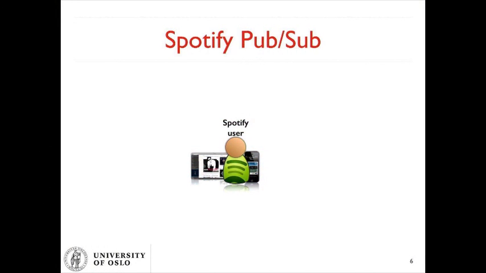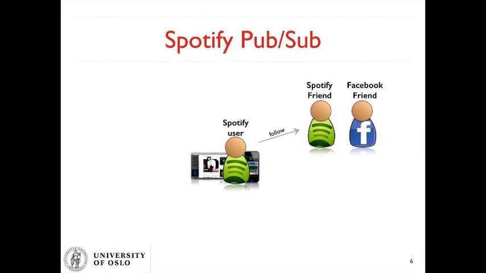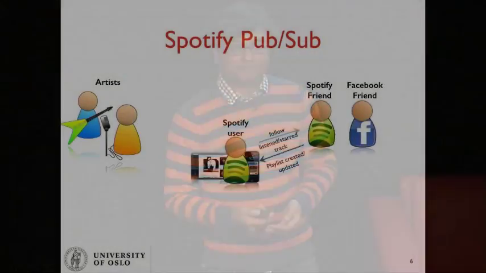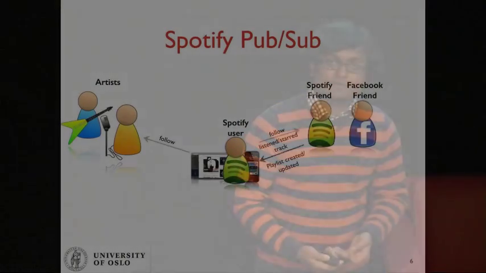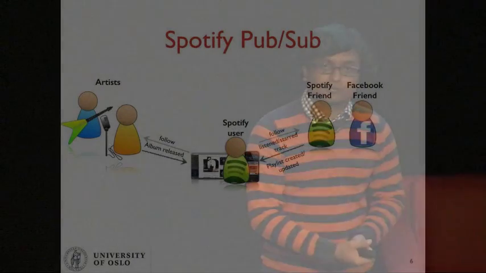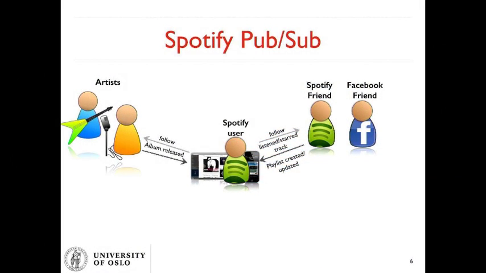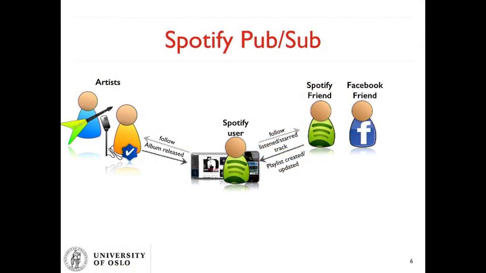So let me go more in detail into what kind of social interaction I'm talking about and how it maps to PubSub. So there is Spotify user, who can follow other Spotify users or imported users from Facebook. When that happens, whenever the friend listens to a music track or creates a playlist or updates a playlist, the user gets notified about it. And there are also artists in Spotify. You can follow artists. And as I said, when they release an album or a music track, the users get notified about it. There is also a feature in which the artist can be verified, which means the account belongs to the real artist.